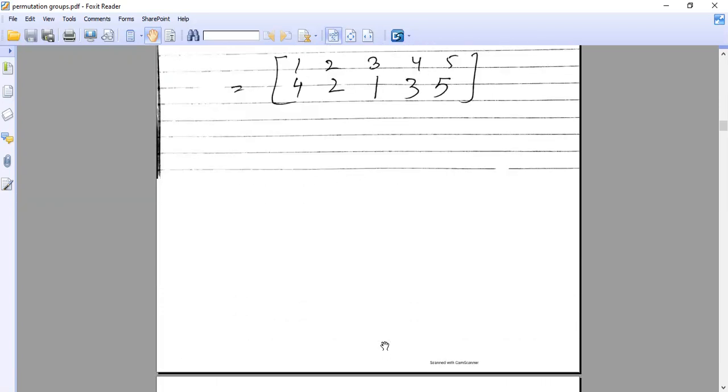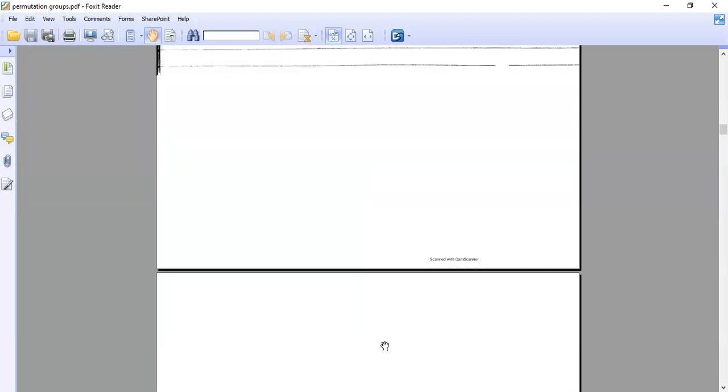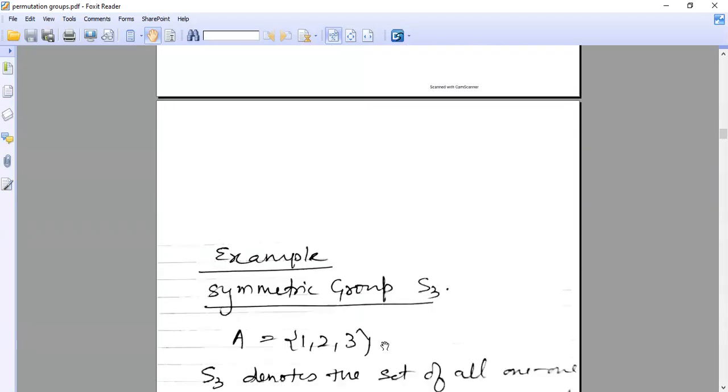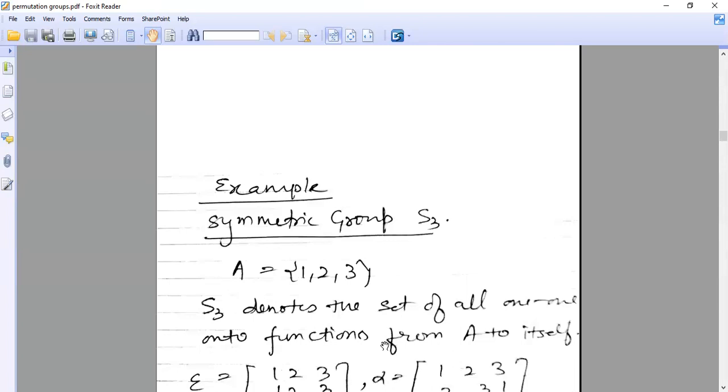Like you compose two functions, f composite g will be f of g(x). So first you apply g and then you apply f. This is the same way we are doing here. Now let us see a few examples.